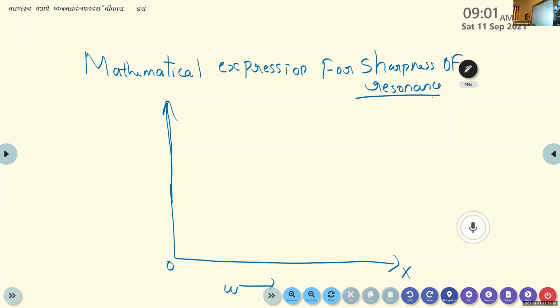In the previous case, we considered two peaks. One is current versus angular frequency for the LCR circuit, and the second peak is current versus angular frequency under the resonance condition. Here, in order to derive the expression for sharpness of resonance, we need the second peak, because we are going to consider the resonance condition only. So consider the graph by taking angular frequency omega along the x-axis and the value of current I along the y-axis.